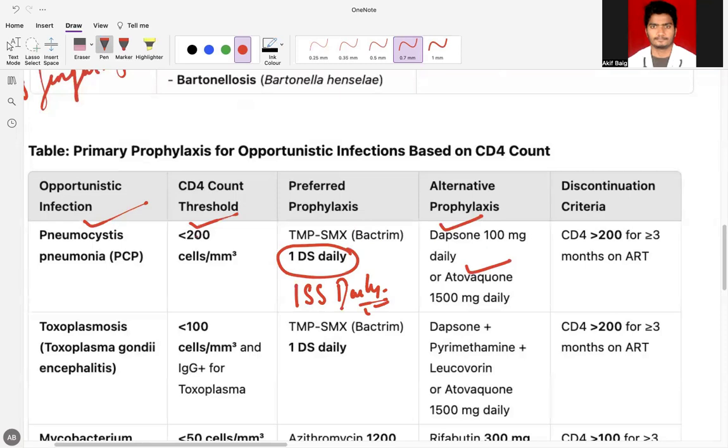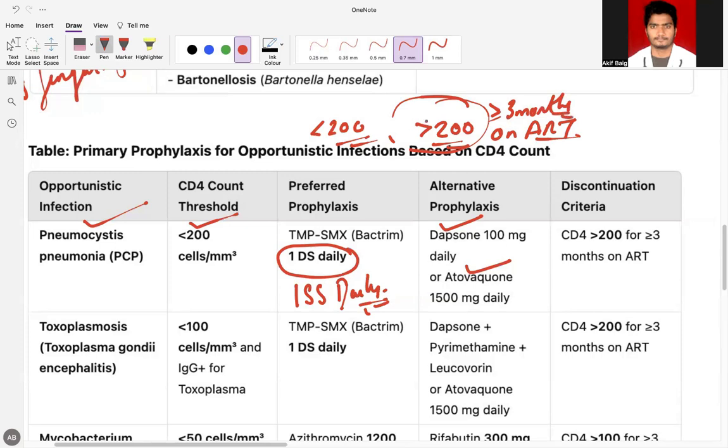And when can you stop it? Suppose a patient on ART is there now, from below 200. If the CD4 count has improved to more than 200, you can actually start on ART. That is, the patient on ART is getting more than 200 now. If it is staying that way for more than 3 months, that means you have repeated the CD4, and now it is 200. After 3 months, again you do the CD4 count, and it is again more than 200. You can stop this therapy. That is, trimethoprim-sulfamethoxazole therapy can be stopped at this stage.